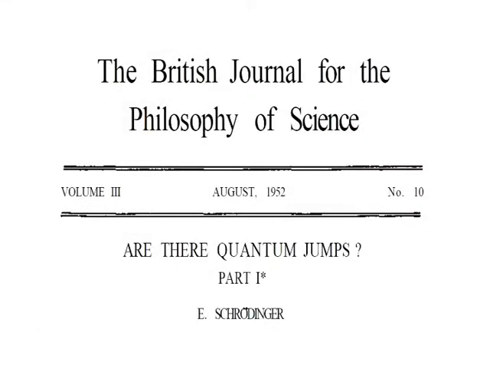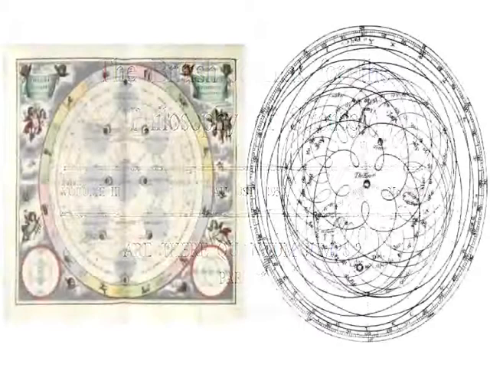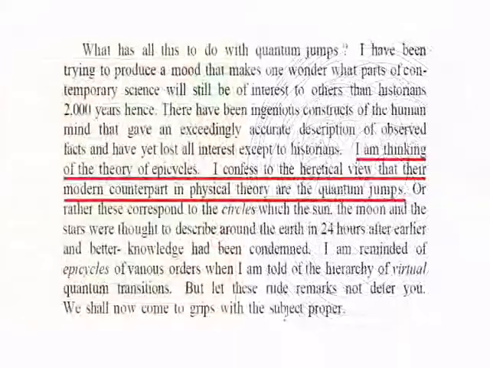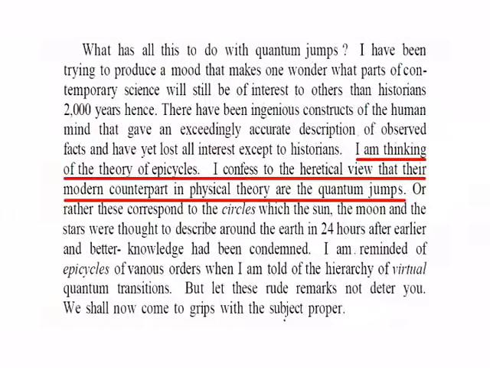Decades later, Schrödinger was still arguing against the quantum jump idea demanded by wave-particle duality. He even went so far as comparing it to the pre-Copernican geocentric model of the solar system, which assumed the planets traveled in complex spiral orbits described by so-called epicycles. He wrote, "I am thinking of the theory of epicycles. I confess to the heretical view that their modern counterpart in physical theory are the quantum jumps."